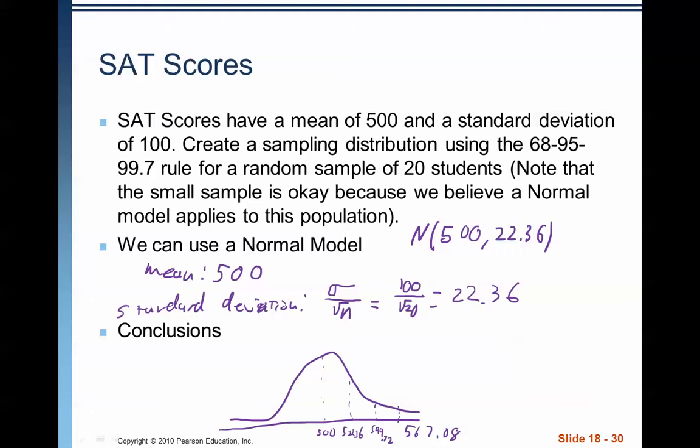567.08. Now we need to go in the other direction. 500 minus 22.36, and that's going to give us 477.64. And then down again gives us 455.28. It's getting really small down there.